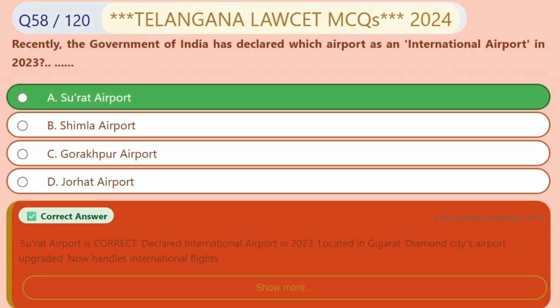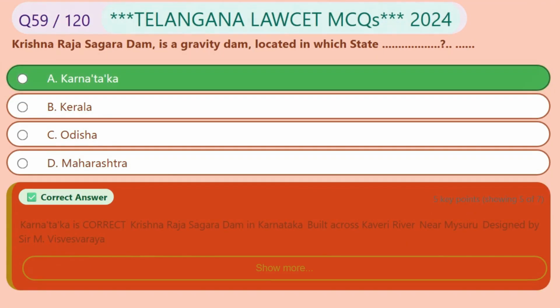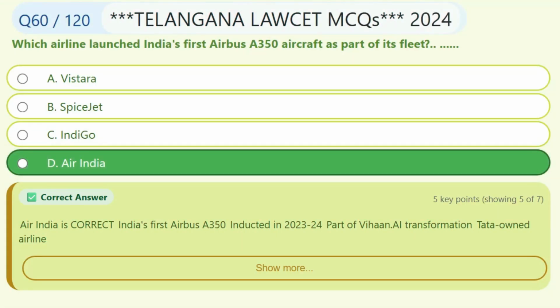Recently, the Government of India has declared which airport as an international airport in 2023? Surat Airport. Krishnarajasagara Dam is a gravity dam, located in which state? Karnataka. Which airline launched India's first Airbus A350 aircraft as part of its fleet? Air India.